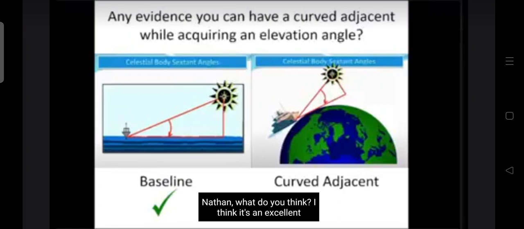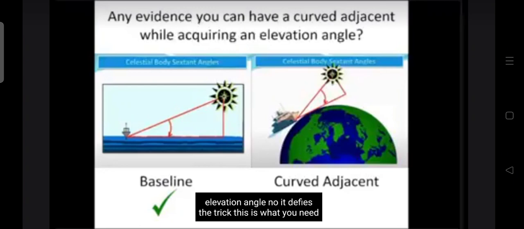Nathan, what do you think? I think it's an excellent presentation. Very well done. So although I said it in the build-up to the presentation, that's the accumulation of lots and lots of information followed by lots of traps being laid out for ballers to give us their absolute annihilation of their own claim. And be welcome to Flat Earth as a result, because to answer the question, any evidence you can have a curved adjacent whilst acquiring an elevation angle?